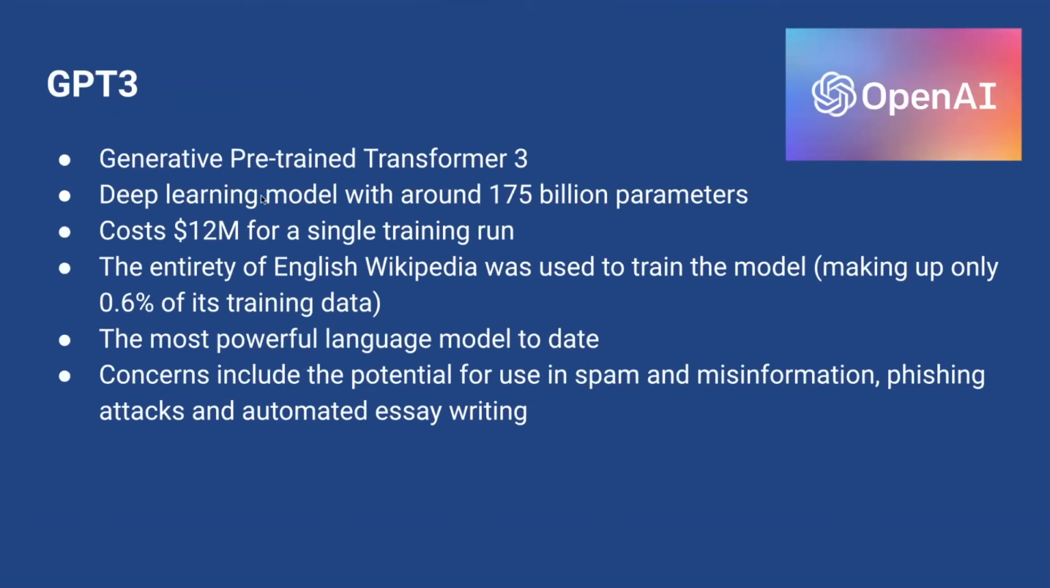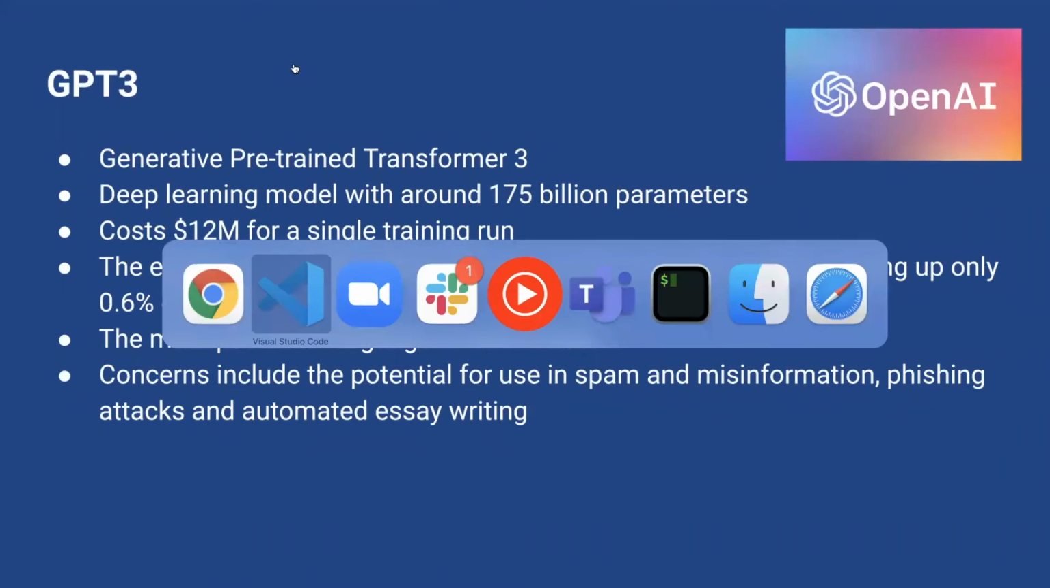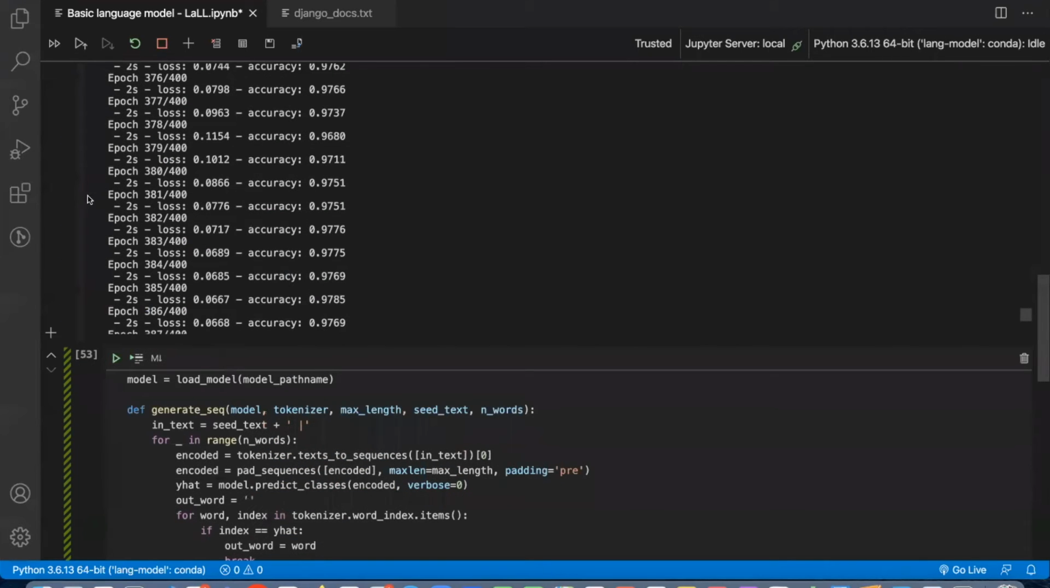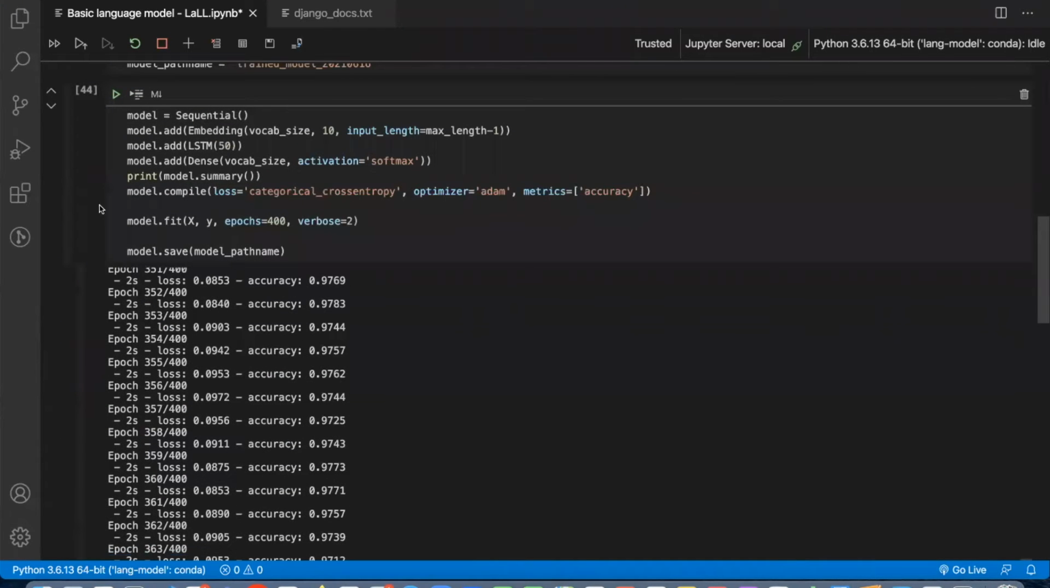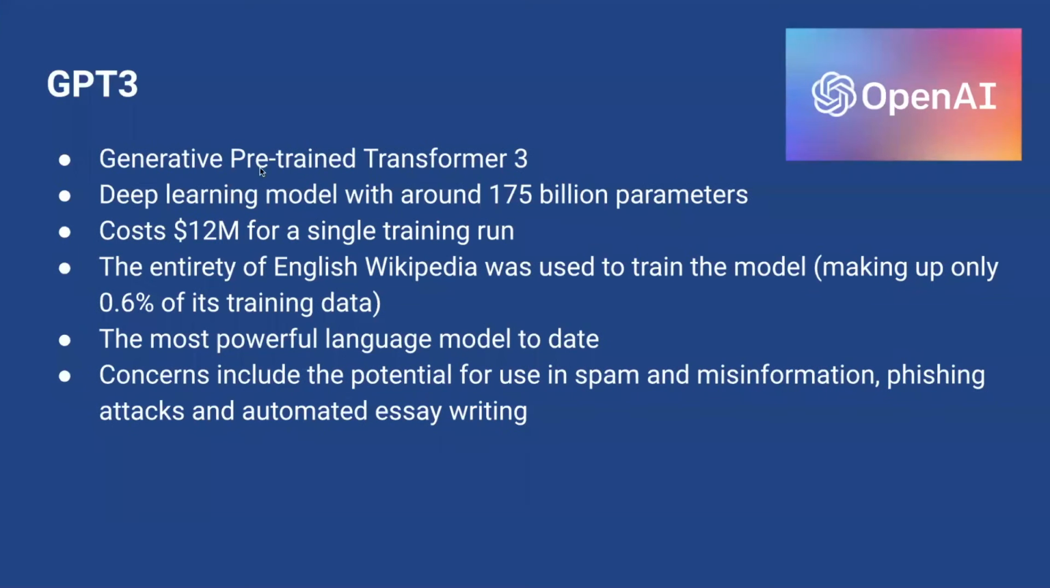To train it once, it costs around $12 million. So again, the training is like I showed here. I was training this, and it takes some time, but obviously it's pretty cheap to do on a laptop. But for this model, because it's so big, $12 million. In terms of the input data, I used just the Django documentation, but this model used the entirety of English Wikipedia for 0.6% of its training data.